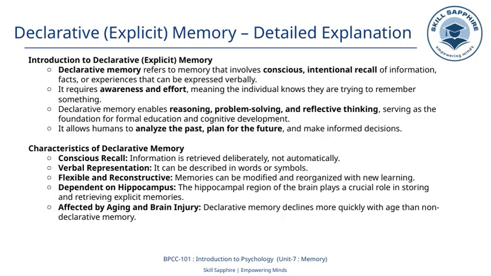Another important point is that declarative memory heavily depends on a part of our brain called the hippocampus. This region plays a crucial role in storing and retrieving these memories. However, it's also important to recognize that declarative memory can be affected by aging or brain injury, often declining more quickly than non-declarative memory, which includes skills and habits. So, understanding these points helps us see how vital declarative memory is for our daily functioning and lifelong learning, and also why it can be vulnerable under certain conditions.